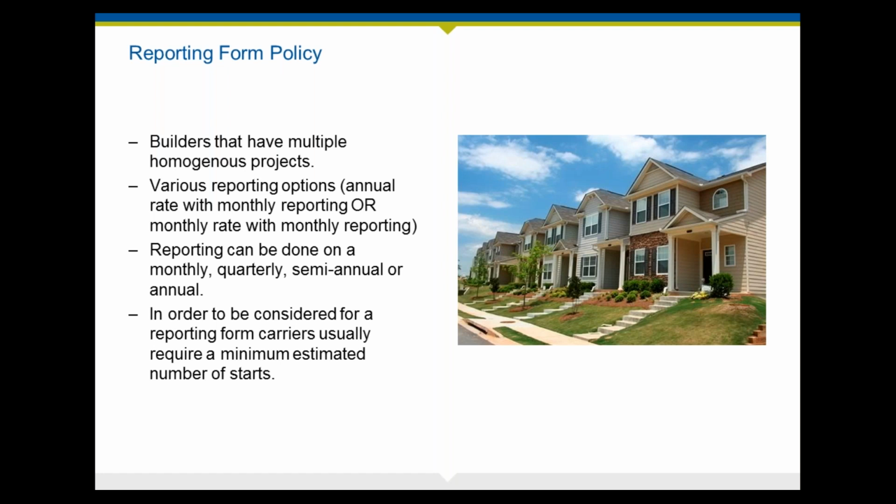And the other thing is, if someone's only going to build a few structures throughout the course of a year, it doesn't make sense to put them on a reporting form because there is more processing workflow, more time for the agent and for the carrier. So each carrier has a different limitation, but there is some number out there, 5, 10, 20, whatever it may be, before they'll offer a reporting form.